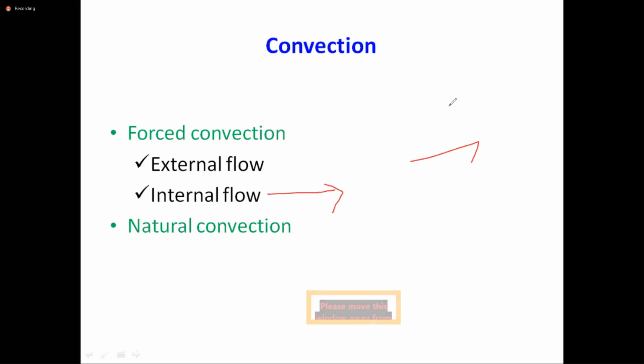Another thing is natural convection, which we will also be discussing. Internal flow is the flow inside the system, that is internal flow forced convection. External flow forced convection is with the aid of some external device, where the fluid is flowing over the surface. That is called external flow.